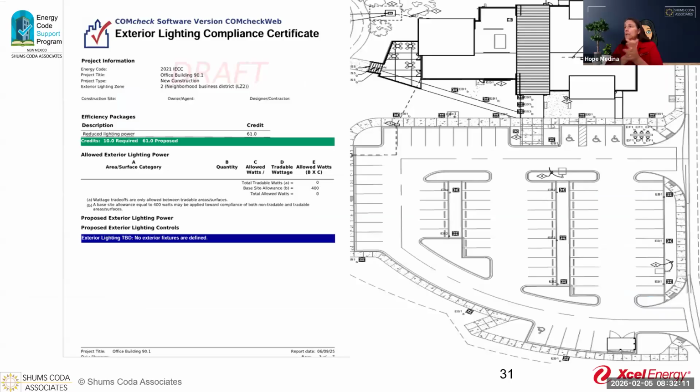Now, some people say, well, that's kind of a little concerning, right? You're just going to take the word for it. And that's not the case. I verified just like I would on the interior side. If this says that I have 10 fixtures that are going in, I'm going to then look at the exterior lighting plan and count how many of these fixtures are in there to ensure that the number of fixtures matches the documentation that I have in the exterior lighting COMcheck.